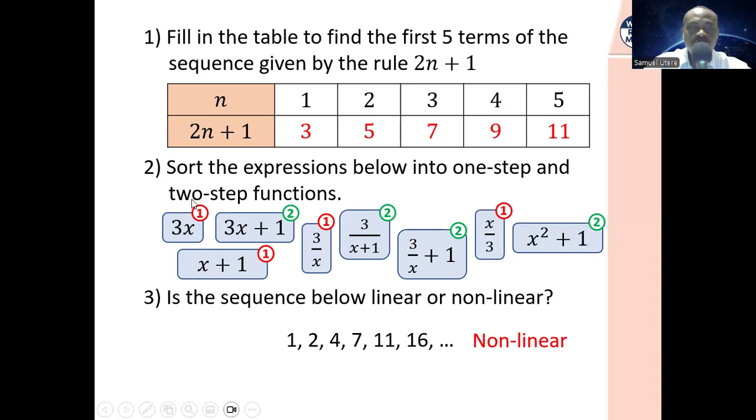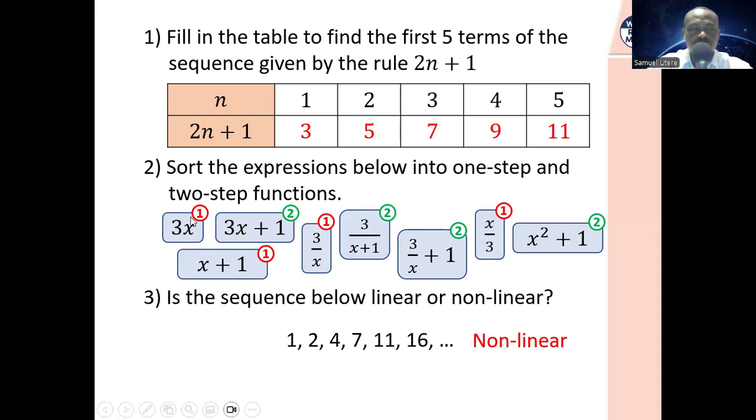And then question 2, you were asked to sort the expressions into 1-step and 2-step functions. Of course, you remember from some of our lessons we did some time ago, we know that one-step functions are functions where we just do one operation. So if you're adding, you're just adding. If you're multiplying, you're just multiplying. If you're subtracting, you're just subtracting. If you're dividing, you're just dividing. And you can clearly see why these ones that are labeled 1 in red, they are all one-step functions.